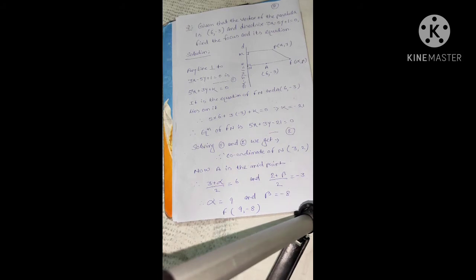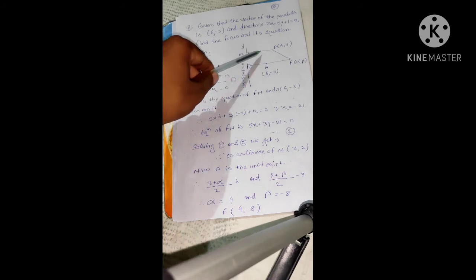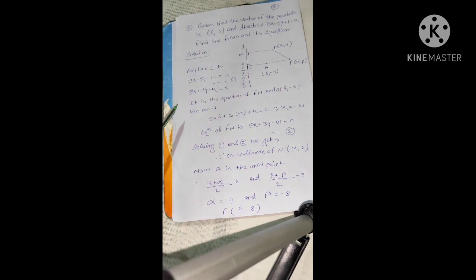Then we have to find the focus and the equation. As we know, this directrix is perpendicular to this line. Since the equation of the directrix is given as 3x minus 5y plus 1 equal to 0, with the help of this we can find the equation of this line. It is a formula only: just by swapping the coefficients of x and y and putting a constant k, we will get the equation.